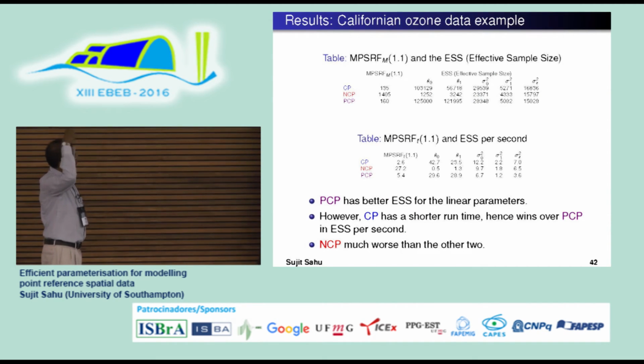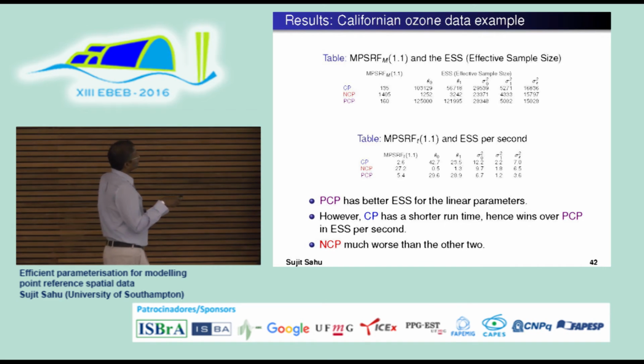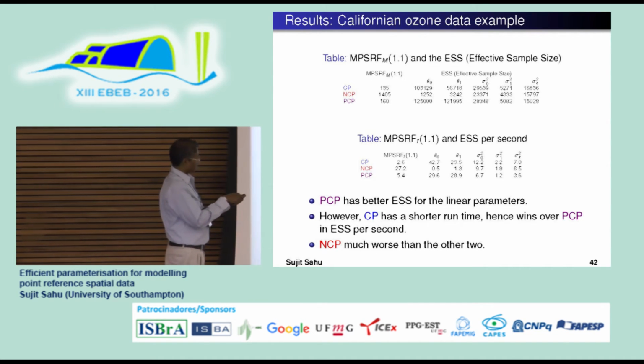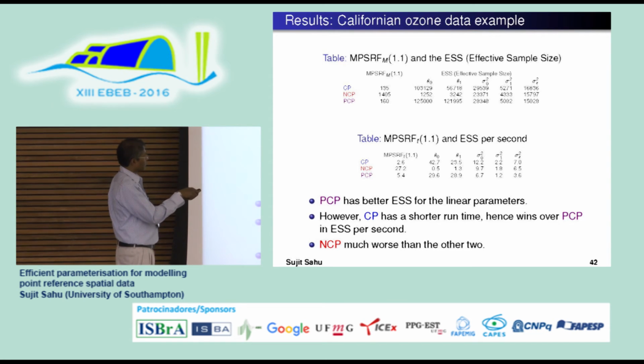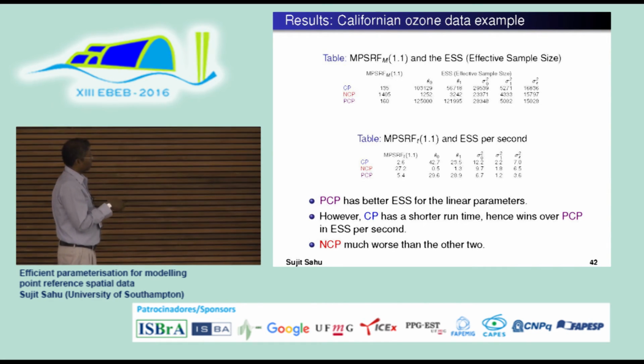So we have some of these statistics and the effective sample size, ESS. For theta naught, theta 1, we have two parameters, one global intercept and one global slope, and three variance components: one for the spatial intercept process, one for the slope process, and one for sigma square epsilon. And you can see PCP and MPSRF, and ESS, the effective sample size, and ESS per second, the effective sample size per second.